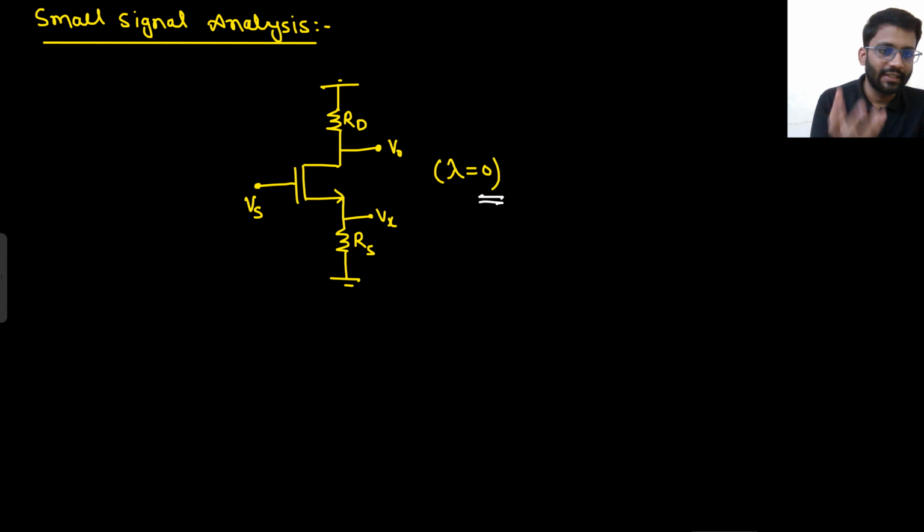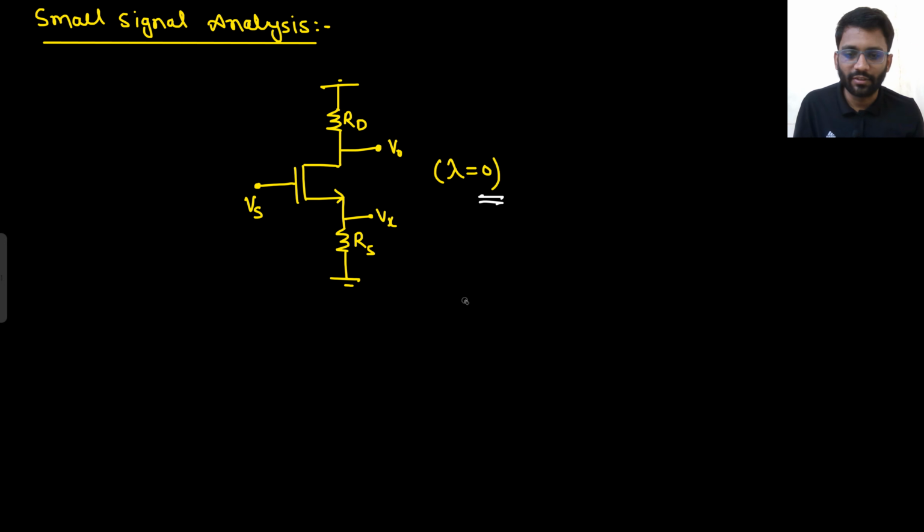It is very rare that they ask for lambda not equals to zero, right? That means lambda is some value like 0.05. But it is very rare. So majorly they will consider R0 to be infinity.